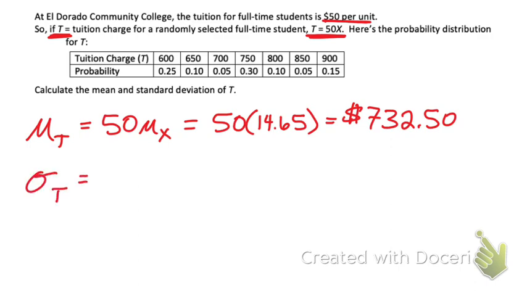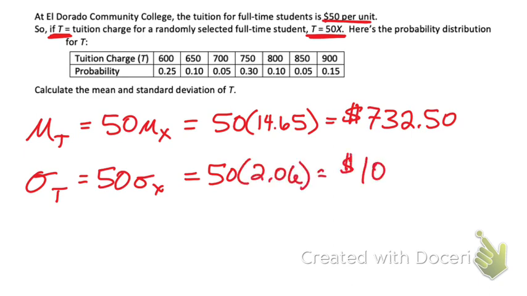What is the typical deviation of money paid for tuition? How am I going to get from the original 2.06? Multiplication does affect standard deviation, so I'm going to do 50 times the standard deviation of X. So 50 times 2.06 is $103. So if I select many students, they will pay on average $732.50, and that typically varies by $103. Cool? If you're writing money and there are no cents, you can do a little line.